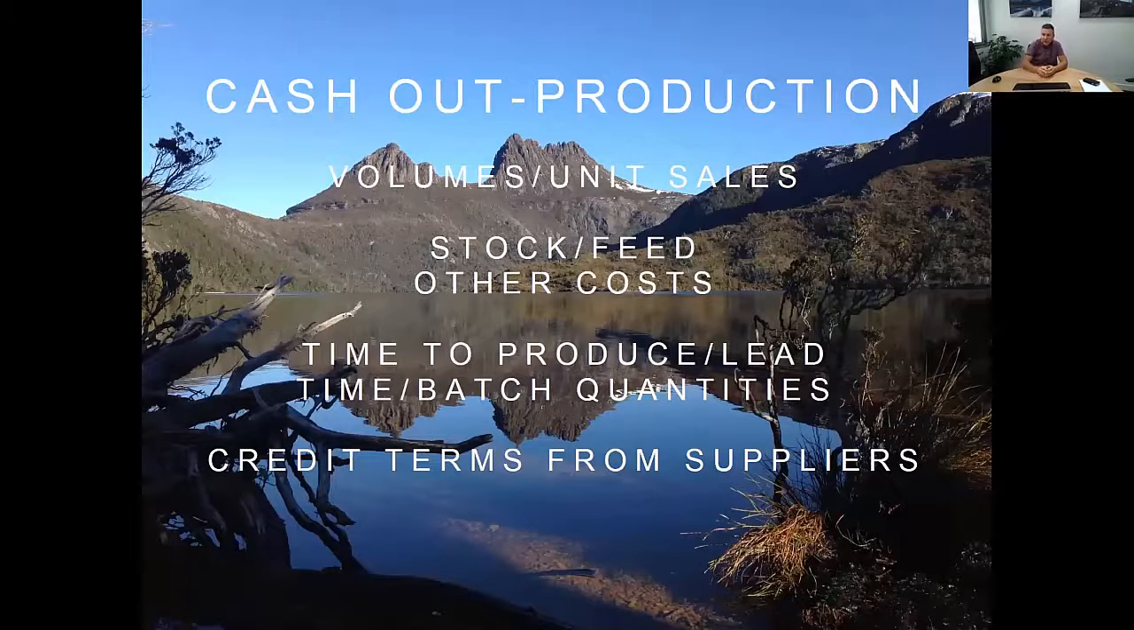So cash out, the first element's production. So once again, we're looking at volumes or unit sales types of arrangements. It's 1,000 units a week, or it's 2,000 a month, those sort of things. In agriculture, you're looking at stock or feed costs that need to be built in, because there might be a sort of a long lead time if you're fattening cows and stuff like that, and then other costs to be factored in as well.